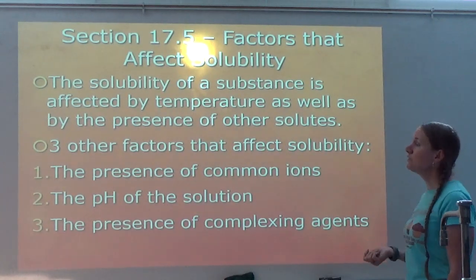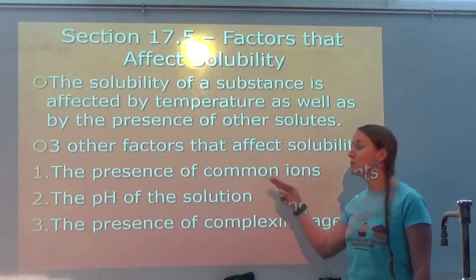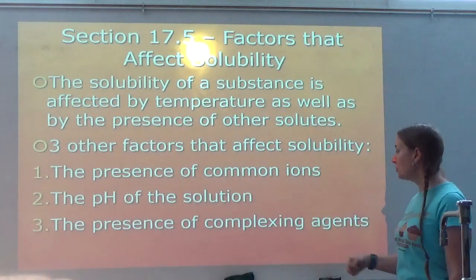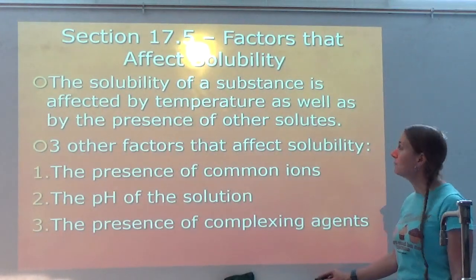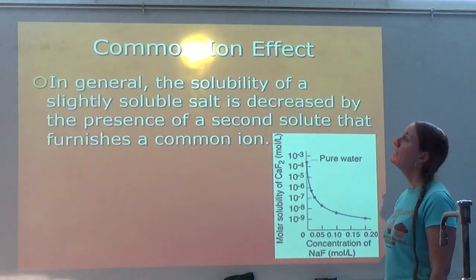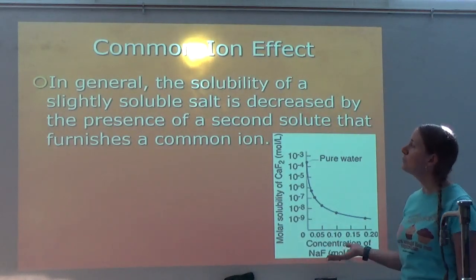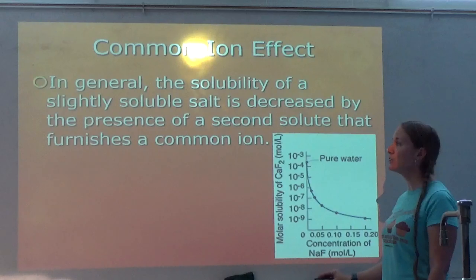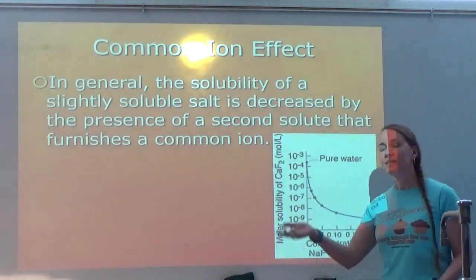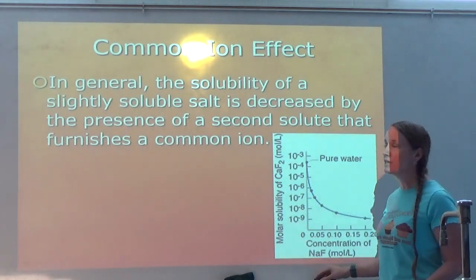Three other factors that affect solubility are the presence of common ions. Now we've talked briefly about this, so we're going to talk about it more. The pH of the solution, and the presence of complexing agents. So let's talk common ion first. So it's called the common ion effect. So in general, the solubility of a slightly soluble salt is decreased by the presence of a second solute that furnishes the common ion. So like if I'm trying to dissolve CaF2, but I already have some F minus in there, that's going to decrease solubility.